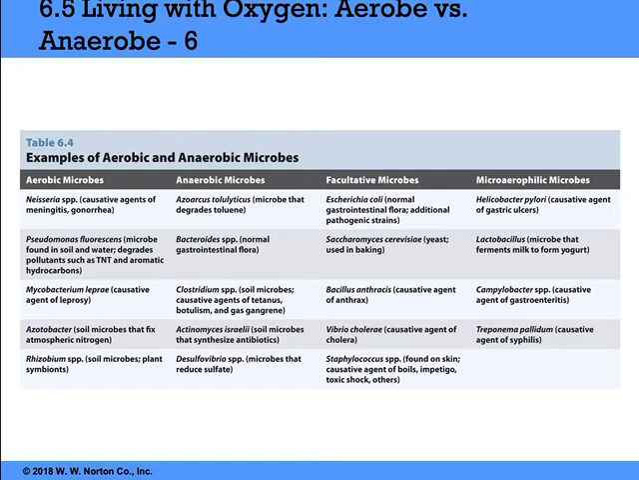You can see some examples of aerobic and anaerobic microbes here. This is 6.4 in the text. I would just note the characteristics and example organisms in each, and understand why that affects where they're found out in the environment.